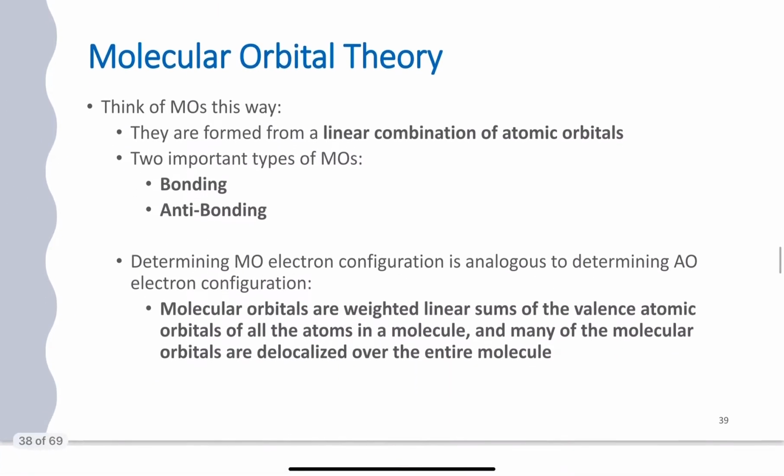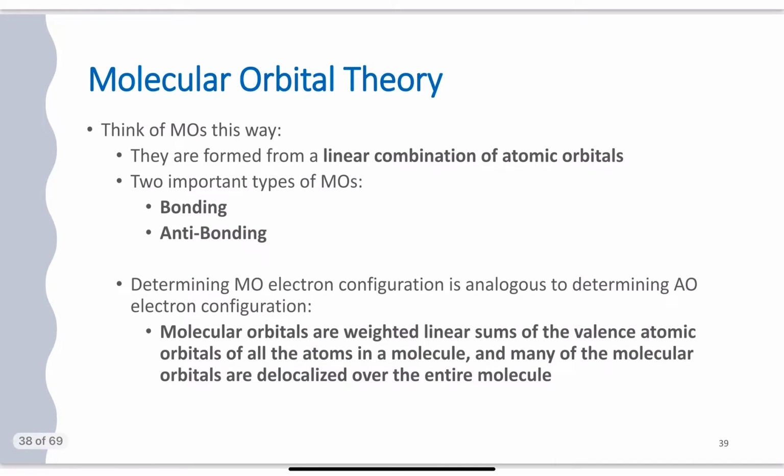So you can think of molecular orbitals in this fashion. They are formed from a linear combination of atomic orbitals, and I will get into that. I promise I will show you what that means so you'll be able to see it visually. There are two important types of molecular orbitals, though. We have bonding molecular orbitals and anti-bonding molecular orbitals. Bonding are just lower in energy, while anti-bonding are higher in energy.